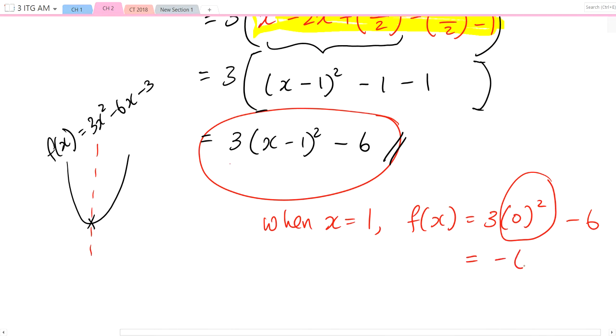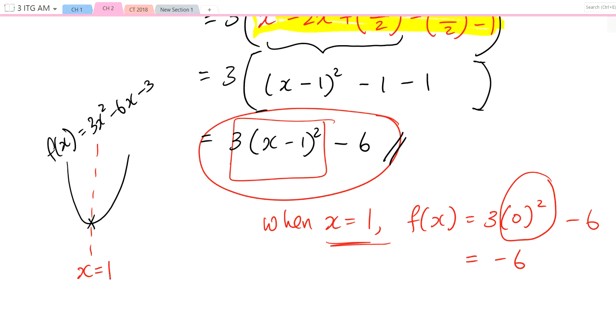And I get negative 6. This is the smallest value of f(x). You can't get anything smaller. Do you see it? Because if I want the smallest value, it means that my perfect square, this square term over here, I need it to be as small as possible. And what is the smallest possible value? 0. That's it. And it happens when x equals 1. The line of symmetry is x equals 1. It is not 1. It is x equals 1.